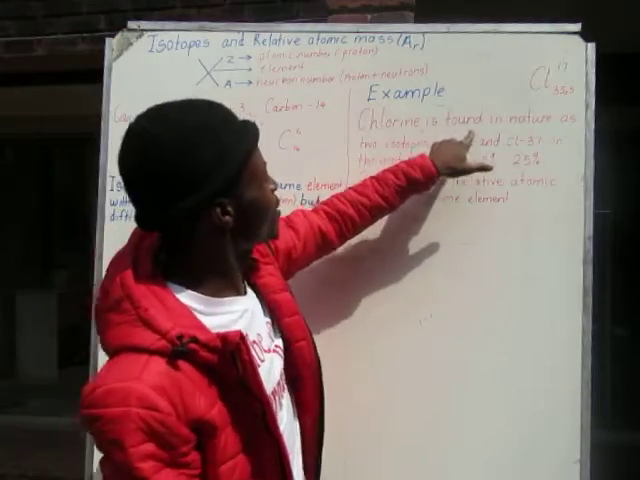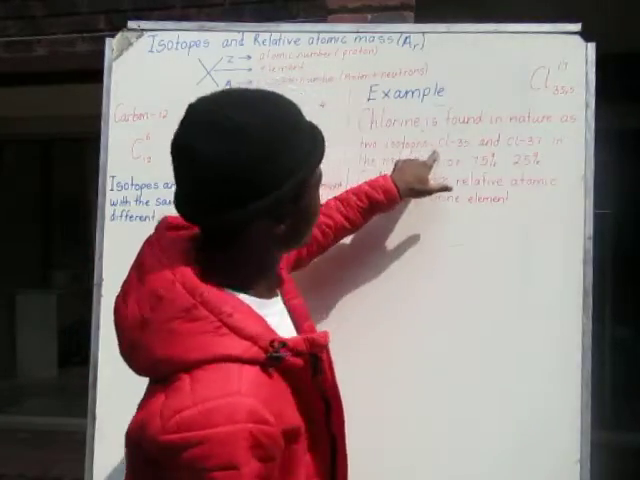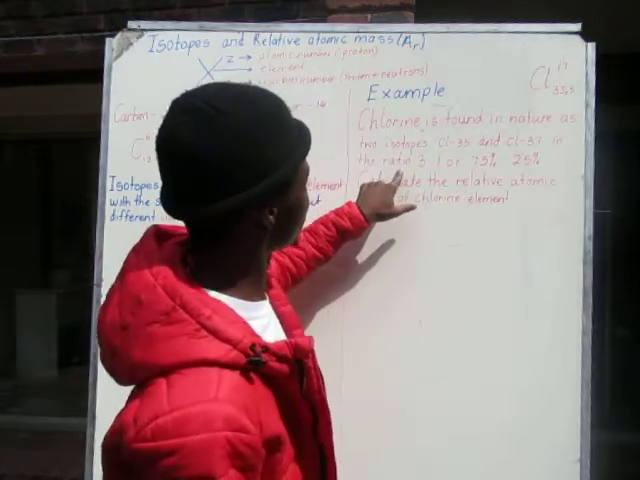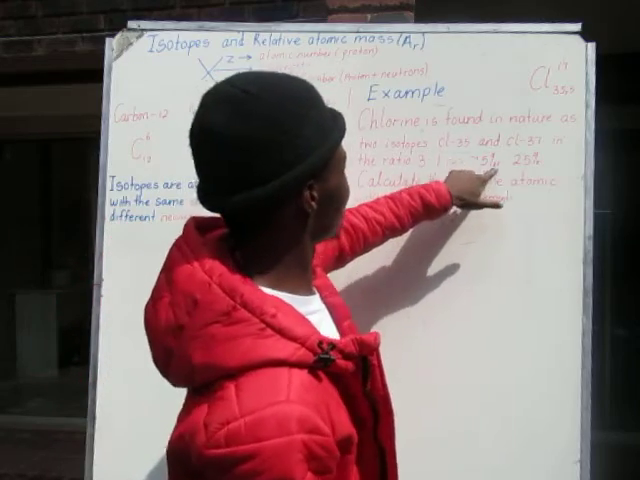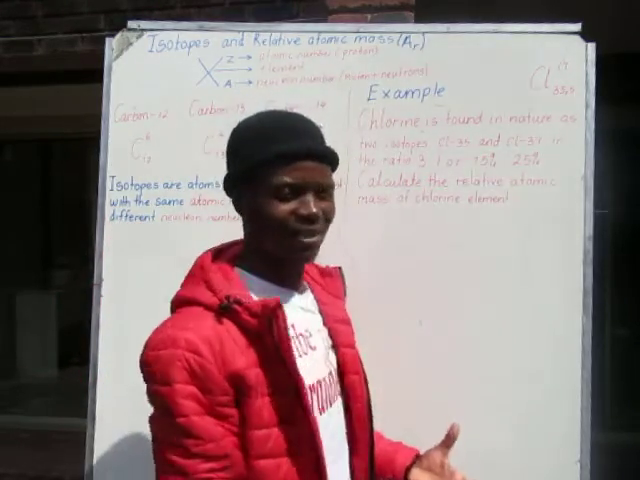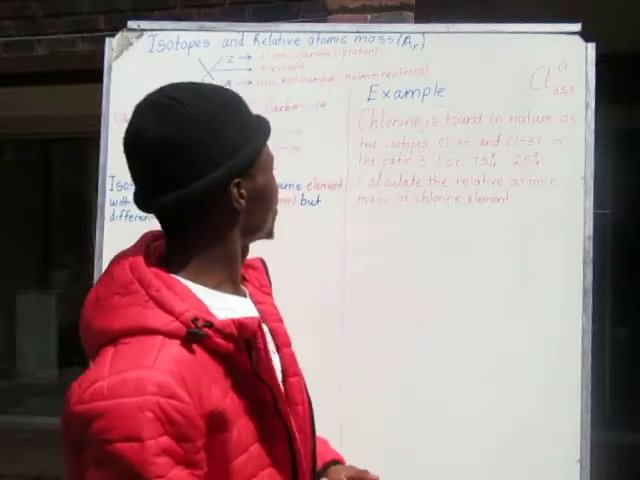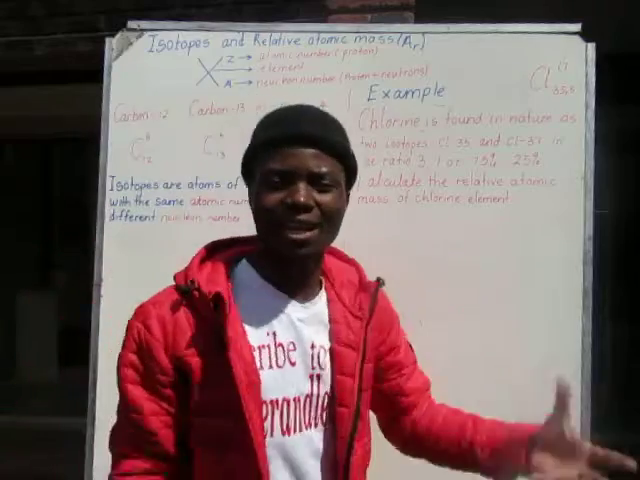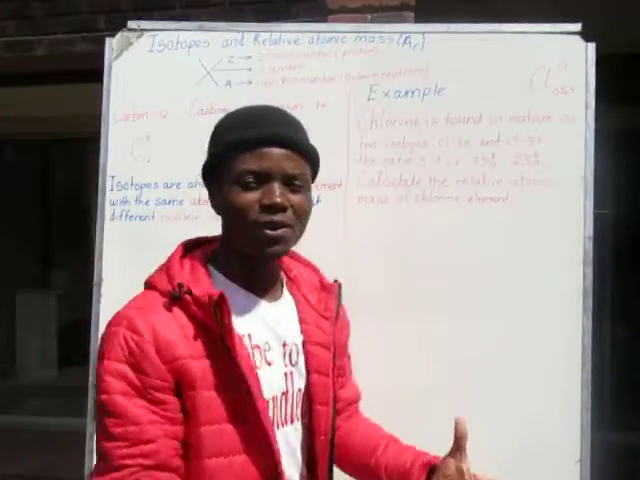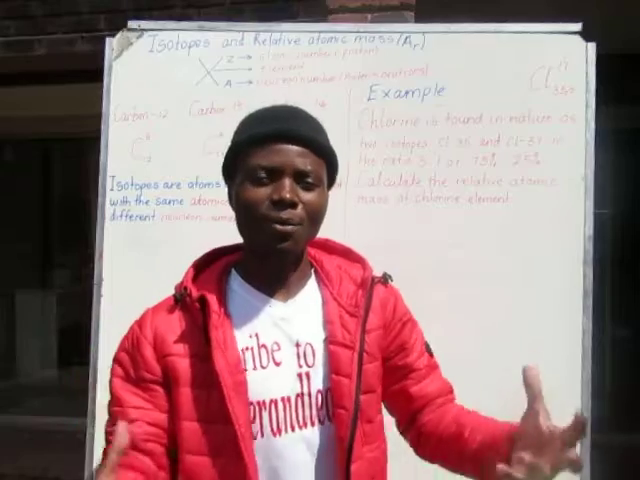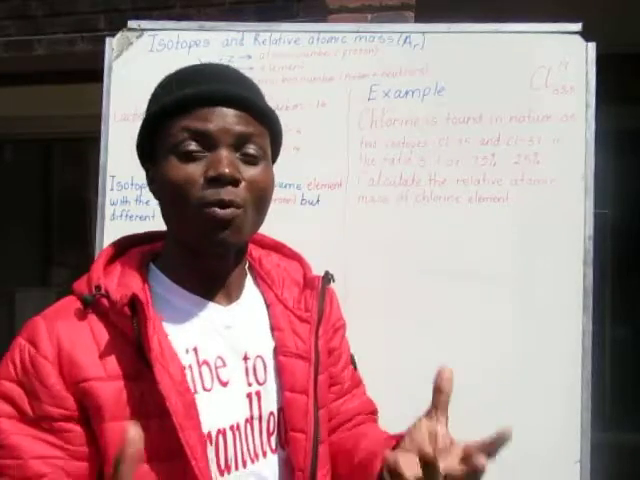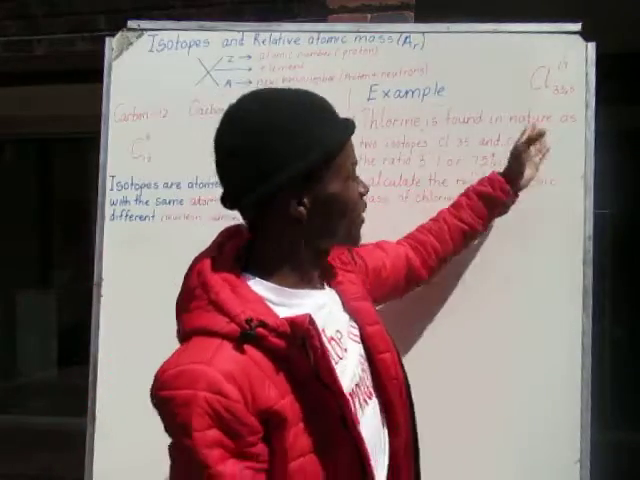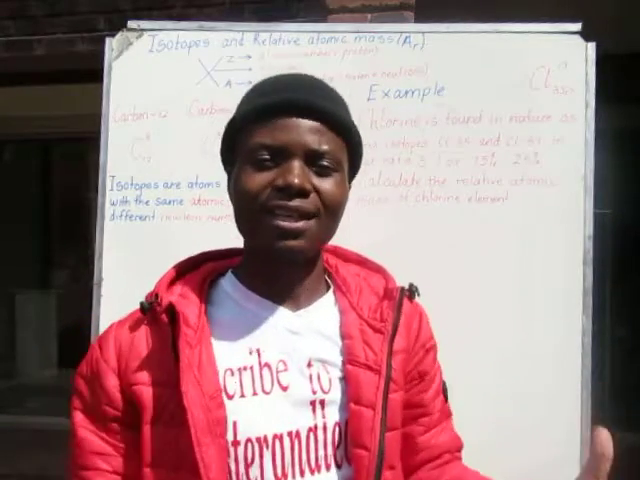It says chlorine is found in nature as 2 isotopes, chlorine 35 and chlorine 37, in the ratio 3:1, or 75% is to 25%. So in this nature, they say calculate the relative atomic mass of the chlorine element. In other words, they are simply saying we found 2 chlorine elements. How are we going to represent them on the periodic table? What mass are we going to use? Are we going to use the mass of chlorine 35 or 37? We need to find the relative atomic mass.